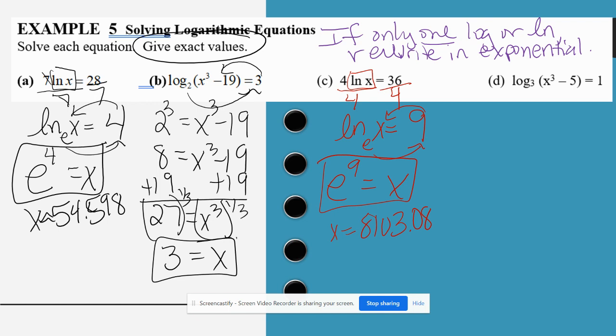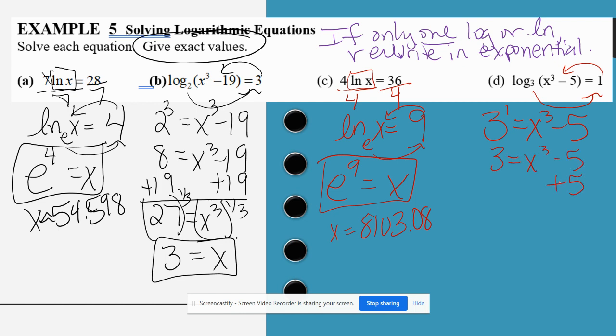For letter D, we have log base 3 of x cubed minus 5. That x cubed minus 5 is all grouped with the log, so we don't need to do anything for the log to be alone. Rewriting this in exponential form, we have 3 to the first is equal to x cubed minus 5. 3 to the first is 3.